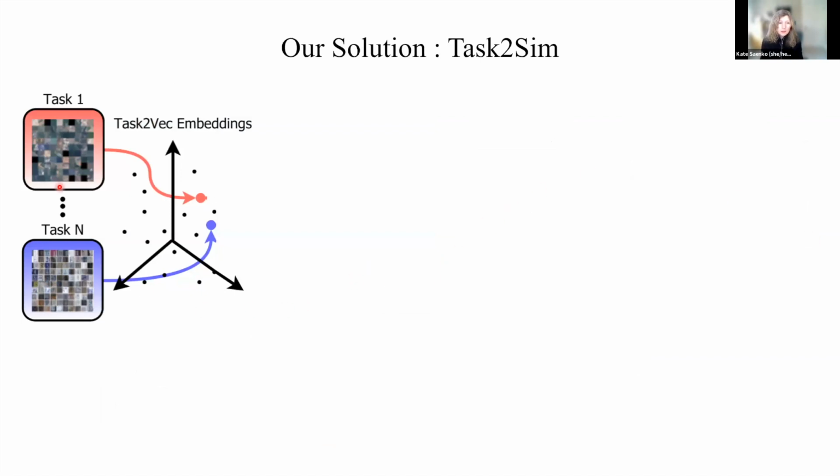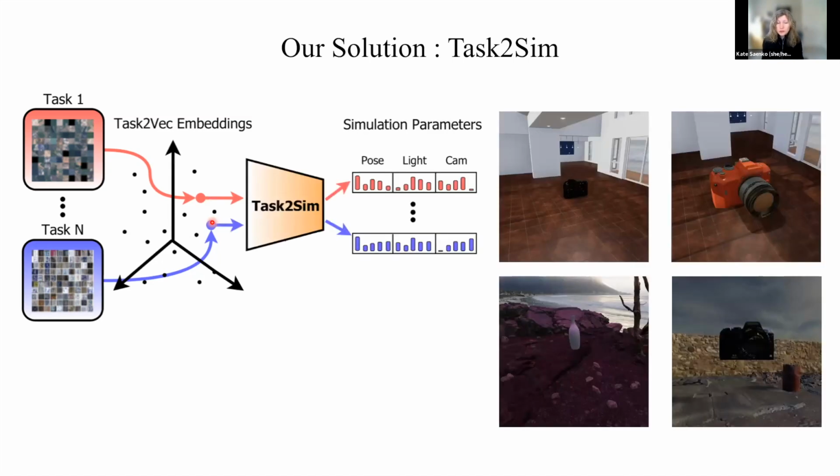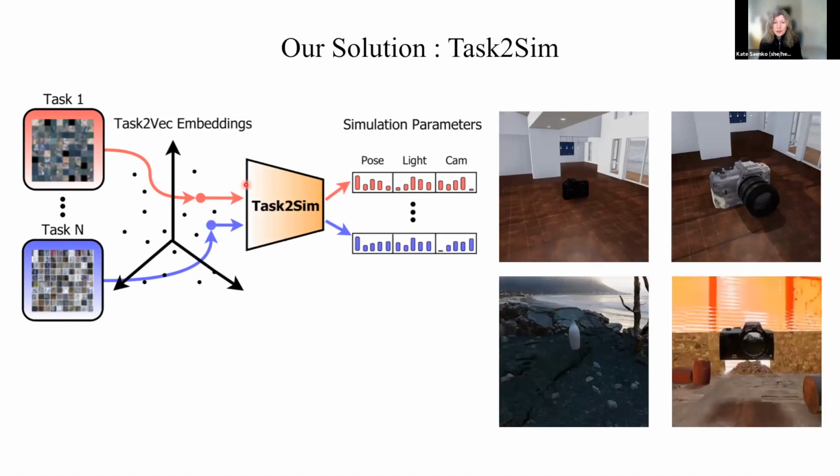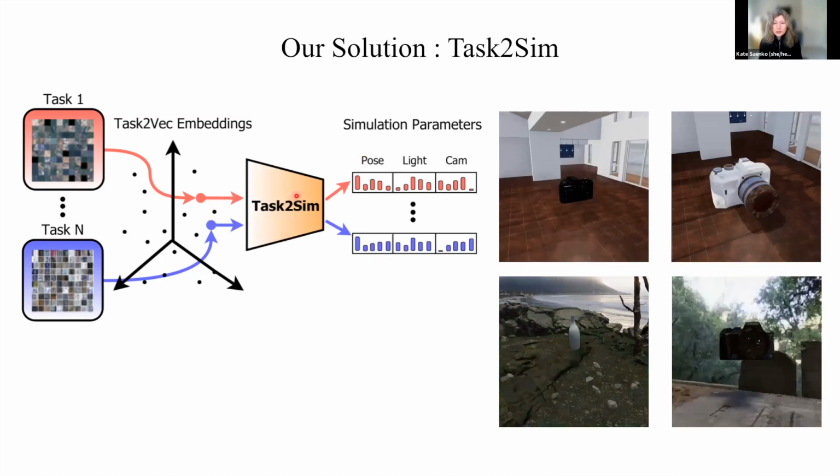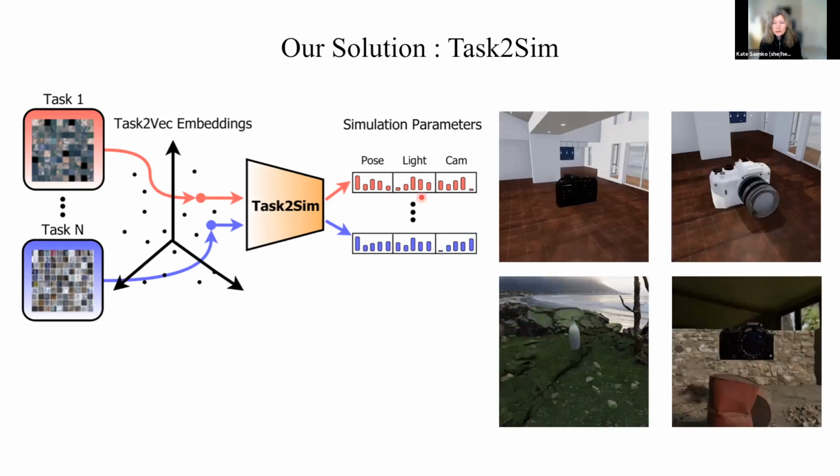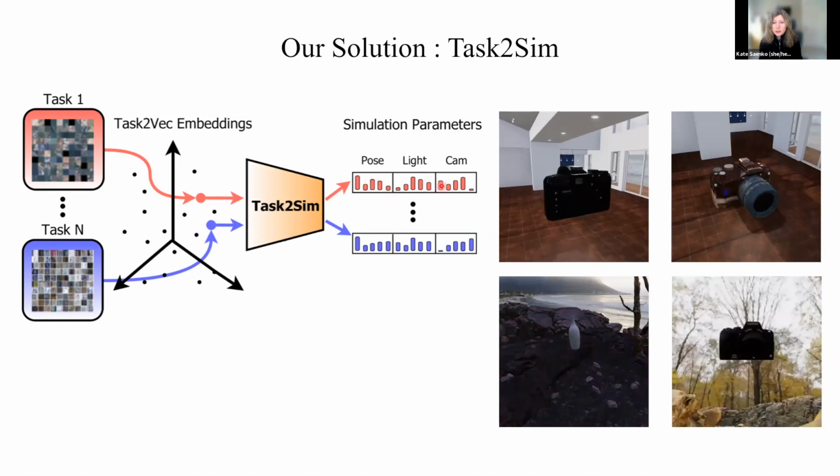So the idea here is that we're going to be given some task embeddings, and we're going to learn which are the best optimal simulation parameters for each task. So the first thing to do is project each task into an embedding, which we use Task2Vec for. This is a previous work. And then we feed that embedding to our Task2Sim model that predicts the simulation parameters.